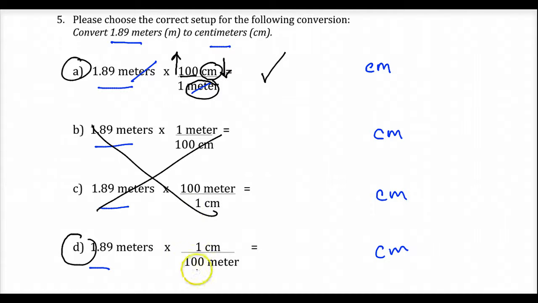Let's check out D before we move on. This cancels well, but meter is a bigger unit. It should have a smaller number. That's why the 100 should be above, and this would not give you the right answer. So A is the best choice.